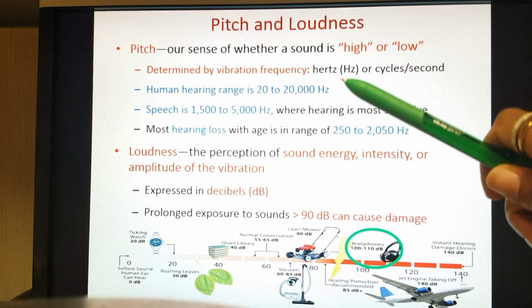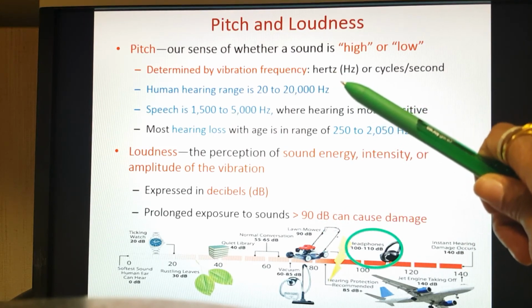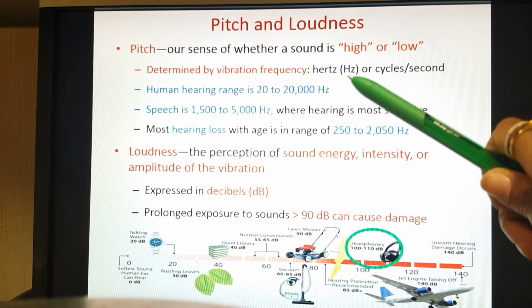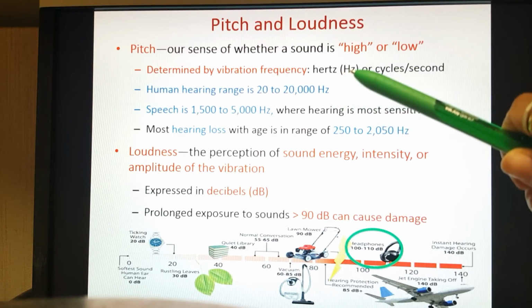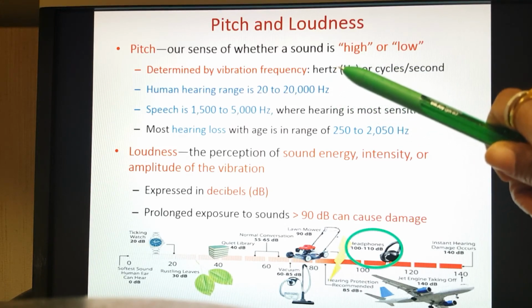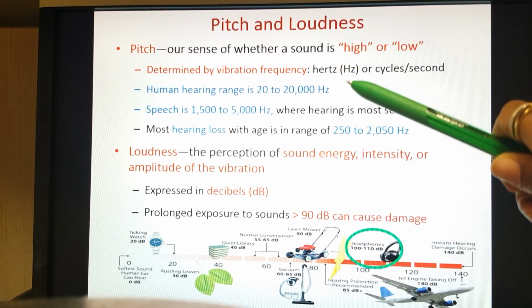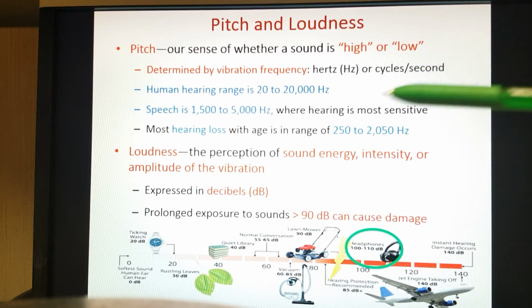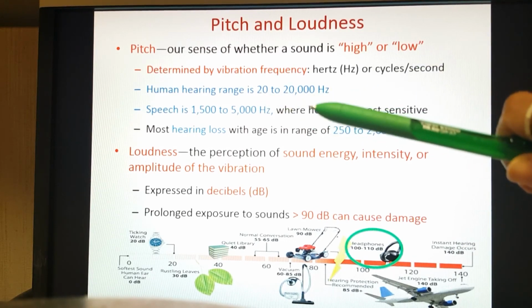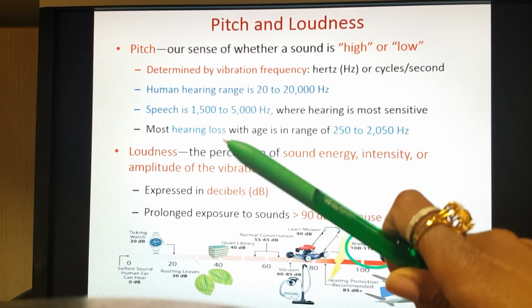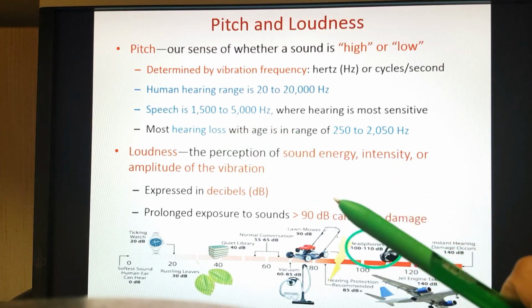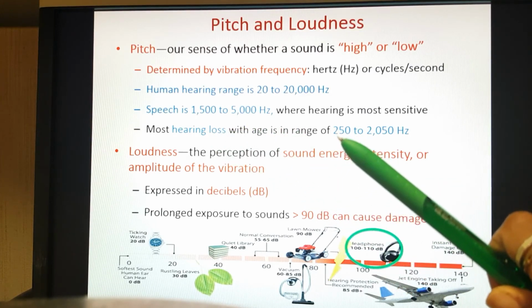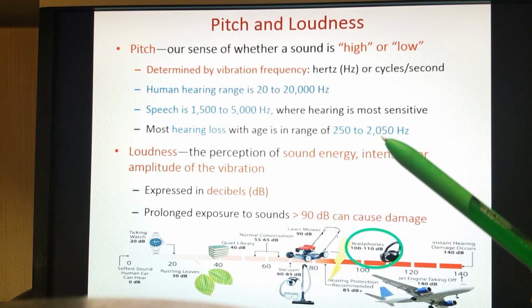So a bunch of sound waves per second is a hertz. The hertz is your unit of measure for your sound waves. So how many waves per second is in that sound? Human hearing range is 20 to 20,000 hertz. Speech is found at 1,500 to 5,000. Most hearing loss occurs in 250 to a little over 2,000 hertz.